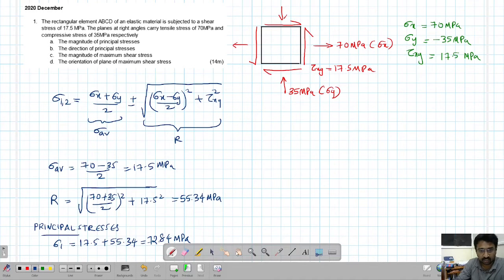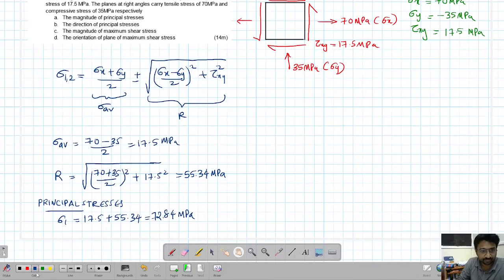And sigma 2 is 17.5 minus 55.34, which comes out to be minus 37.84 MPa. So these are the two principal stresses. So part A is over. Next, the direction of the principal stress.